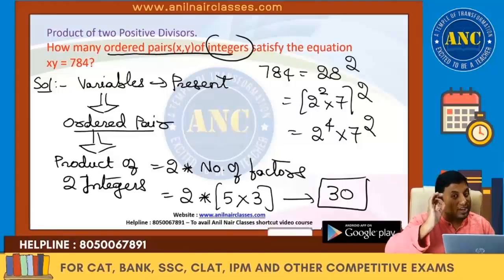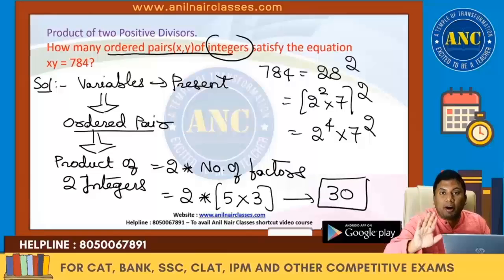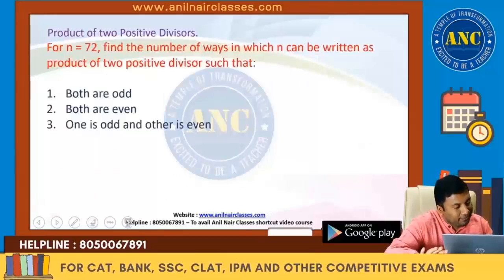Again I am telling you, be extremely cautious, right? Otherwise you might get only half of the cases. For integers, it will be double. For positive integers, it will be the same number.